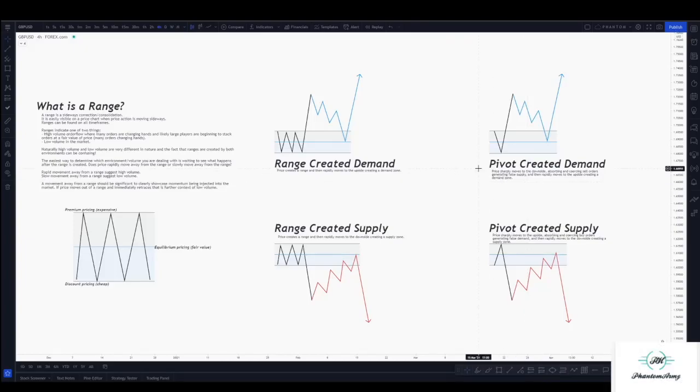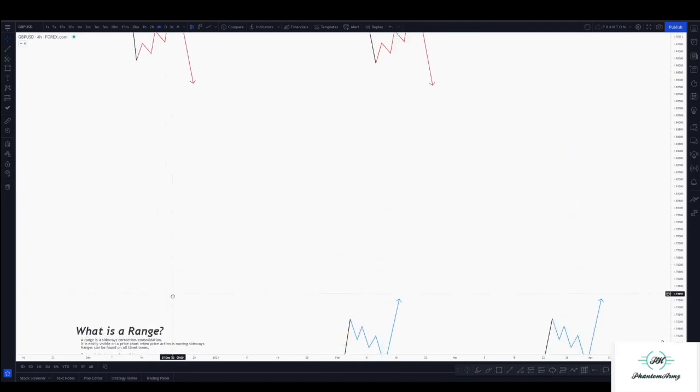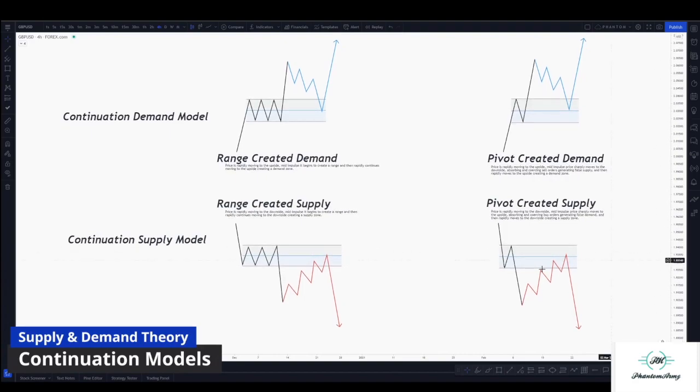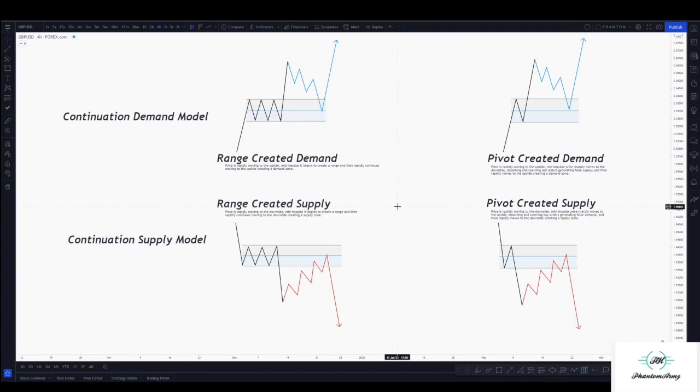Move on to the different types of these zones, whether they be continuation or reversal type models. So right here, what we have are continuation models for supply and demand. Now, building on what we learned of the creation of zones in the first video, we're going to be looking at the continuation of demand and supply using ranges.